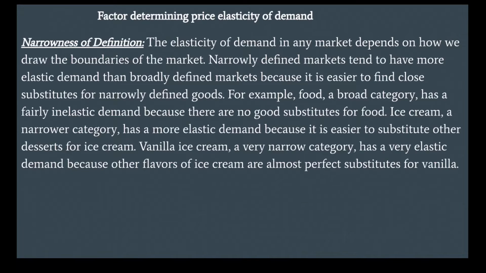Food is a broad category, has a fairly inelastic demand because there are no good substitutes for food. Whereas ice cream, a narrower category or subcategory of food, has a more elastic demand because it is easier to substitute other desserts for ice cream. Vanilla ice cream, a very narrow category, has a very elastic demand because other flavors of ice cream are almost perfect substitutes for vanilla.